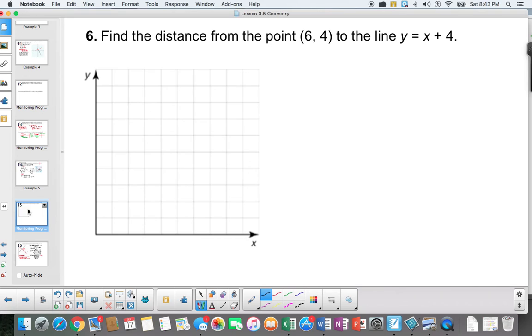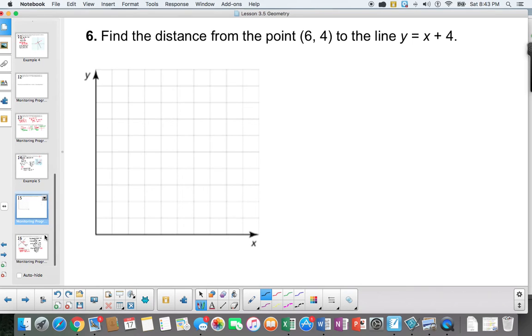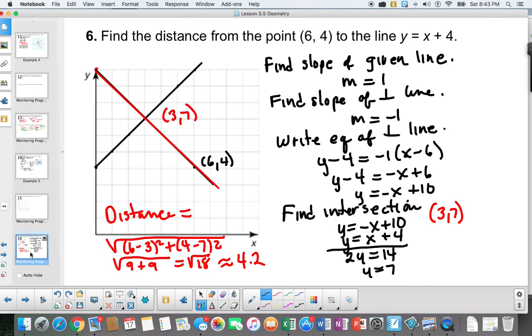Okay, your turn. Go ahead and see what you can do. Stop the screencast. See if you can find the distance from this point to that line. Okay, here's the answer. Notice that I did graph them to help you. You want to find the slope of the given line, which is 1. The slope of the perpendicular line will be -1. I wrote my equation. I went ahead and simplified it a little bit because I wanted to show you the algebra that goes with it.